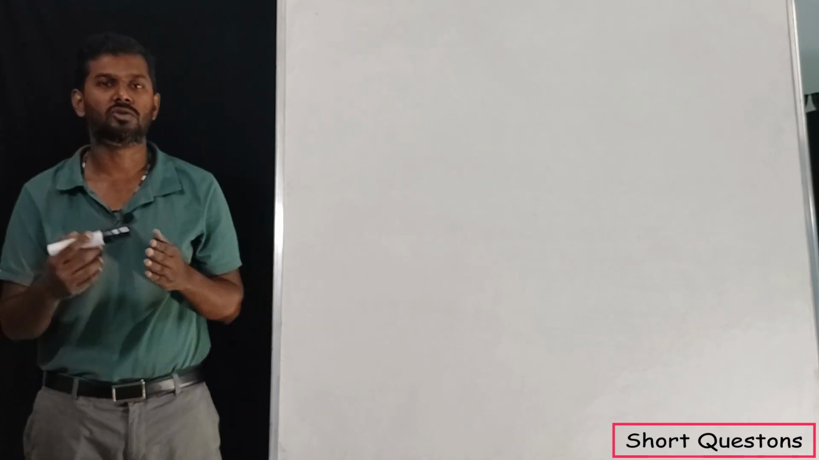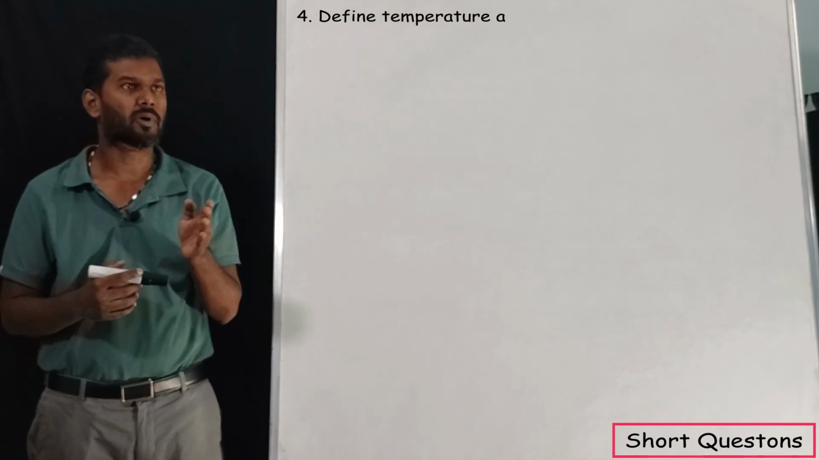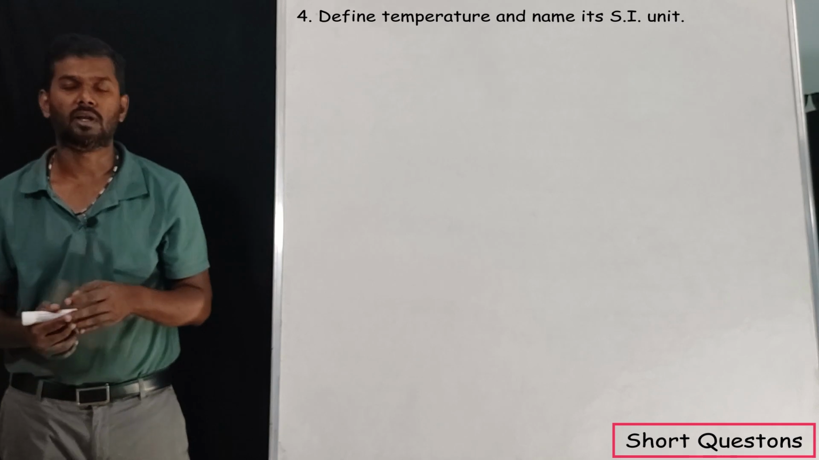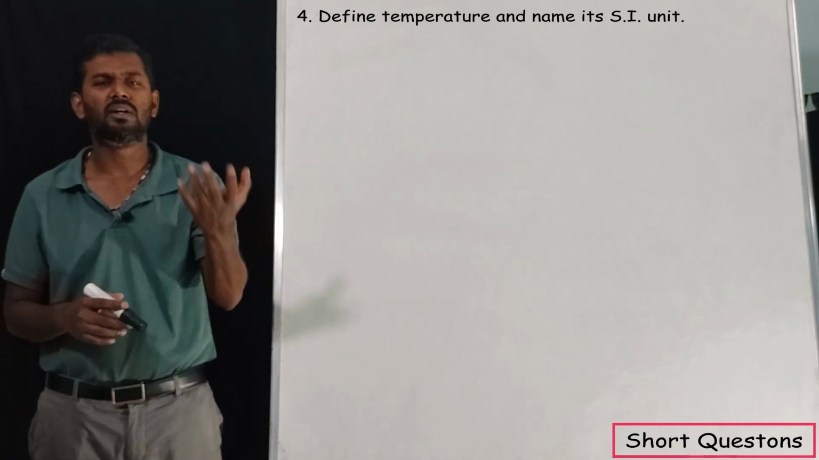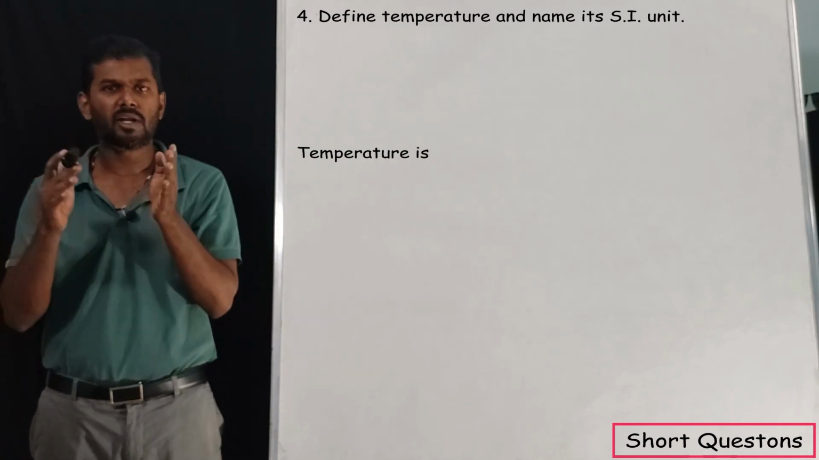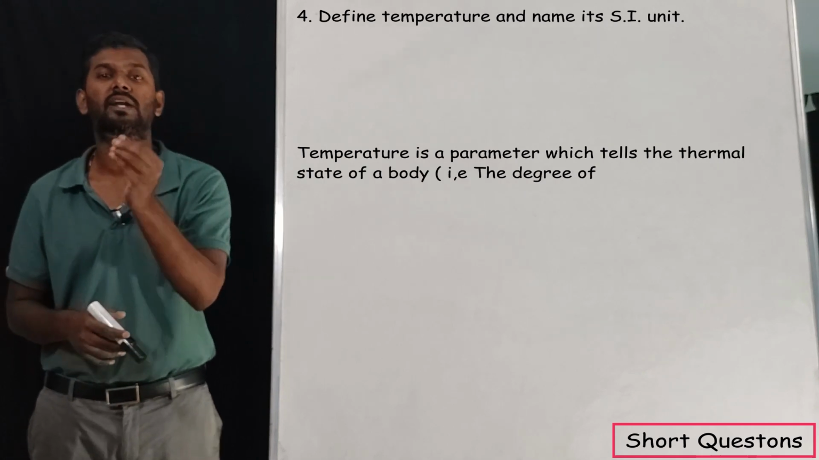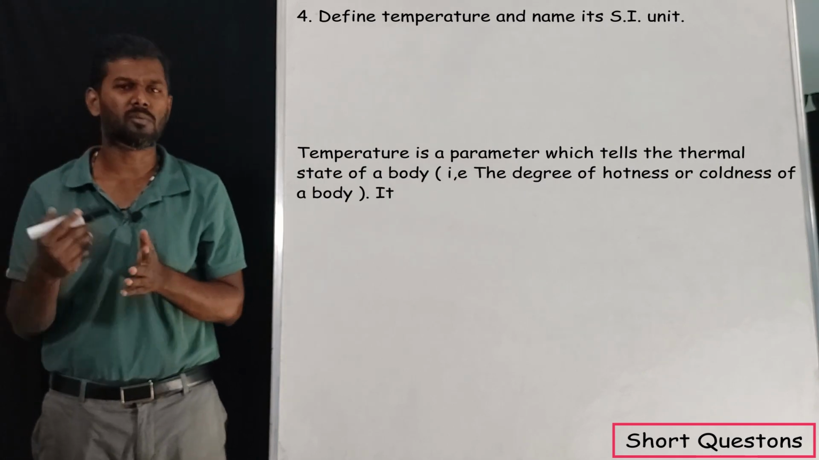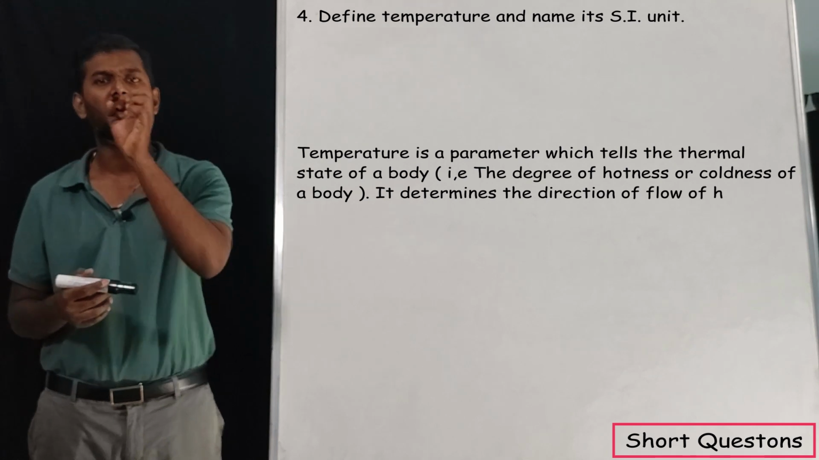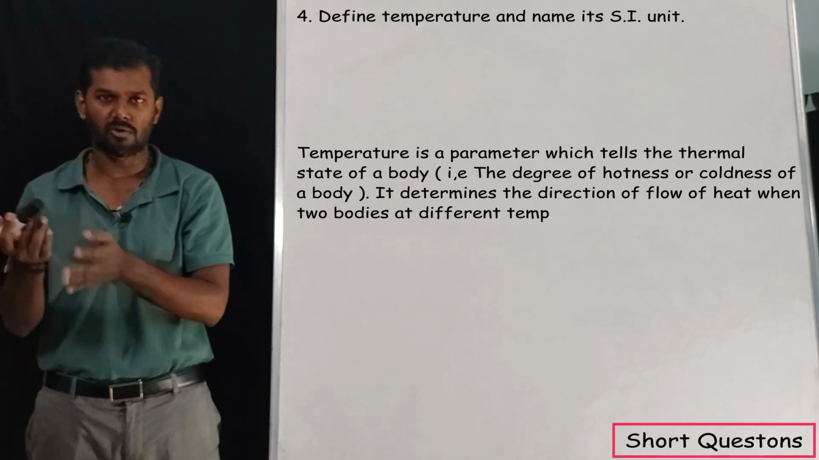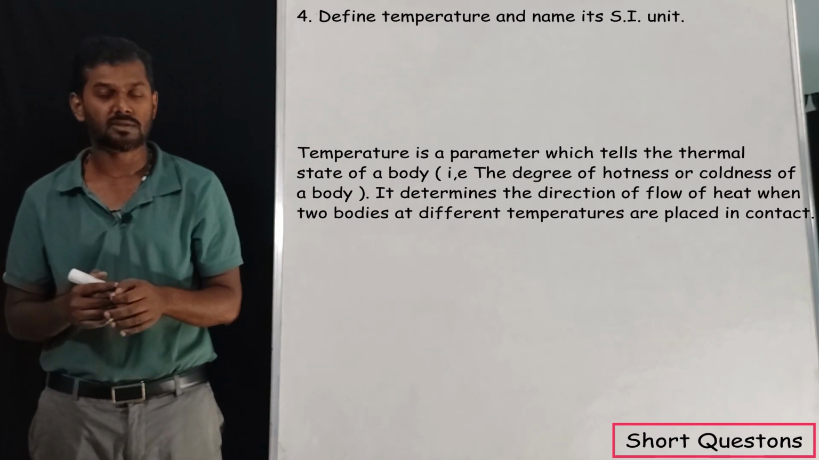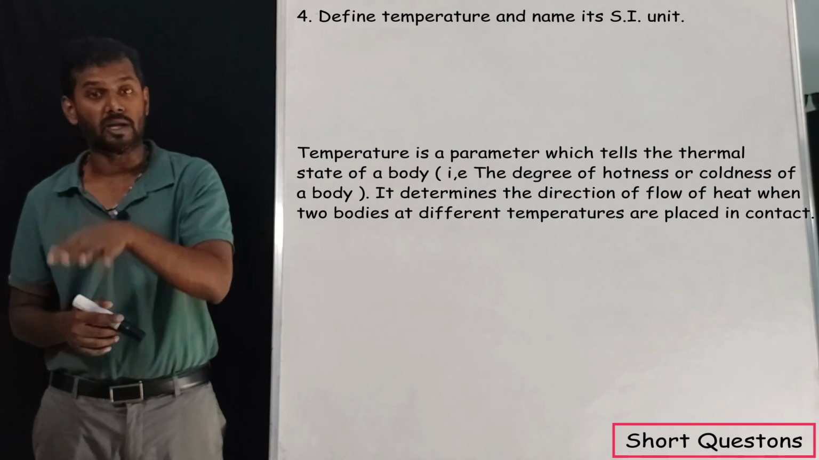That's it. Our next question: define temperature, name its SI unit. See, very simple, this is what we have learnt in the concept video. Temperature is a parameter which tells us the thermal state of the body. What do you mean by thermal state? Whether it is hot or cold, that is nothing but the thermal state of the body, and it also determines the direction of flow of heat.